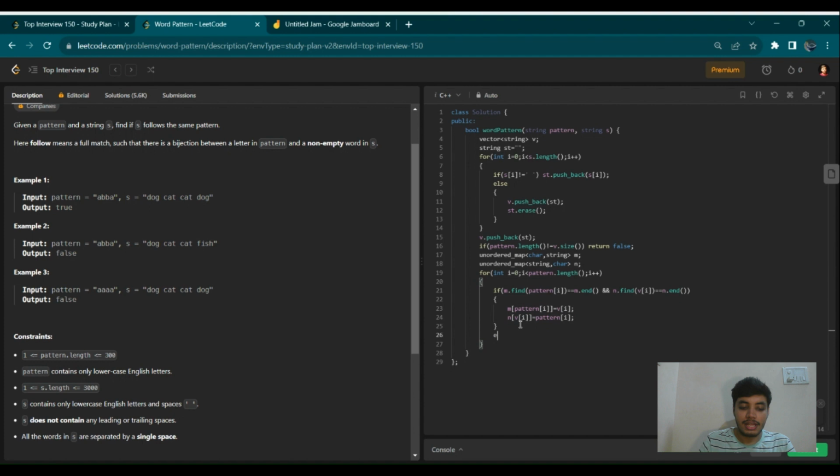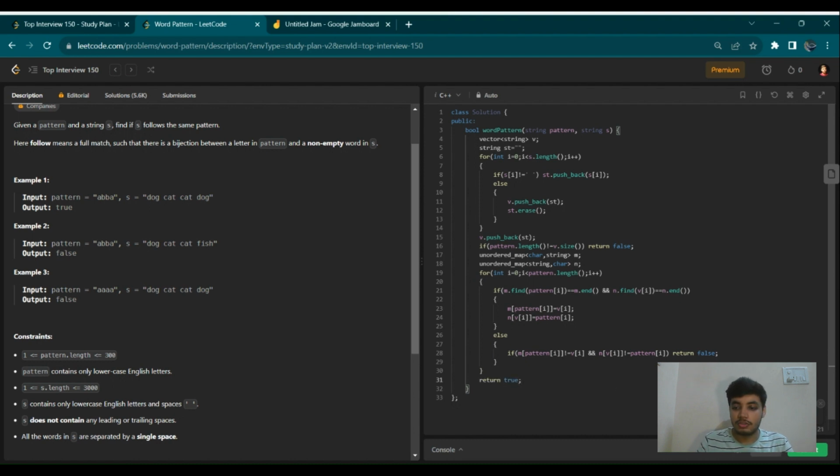Next, in the else part, that means this time we are able to find, we check whether m[pattern[i]] is not equal to v[i], and again the same for the other map. If any one mapping is not present or is incorrect, in this case we can simply return false. Now, if all the loop passes correctly, we can simply return true.